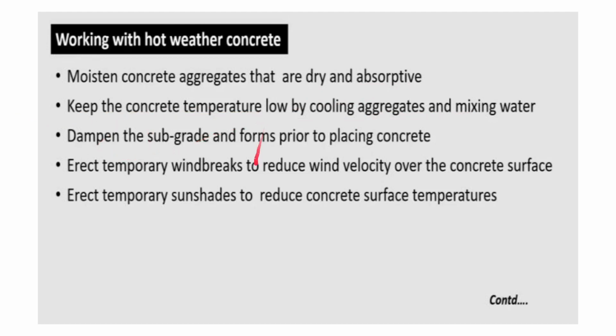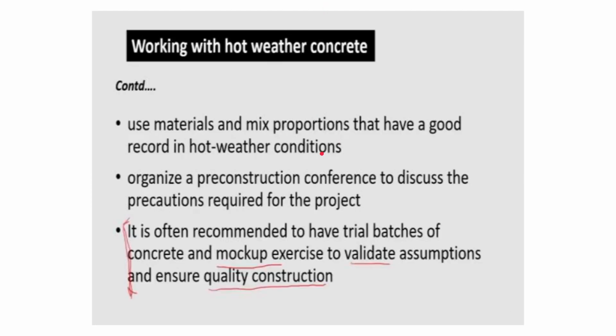We have to dampen the subgrade and forms prior to placing concrete. We have to erect temporary windbreaks to reduce wind velocity over the concrete surface, and erect temporary sunshades to reduce concrete surface temperatures. So the main motto will be to reduce the temperature. In cold weather, our intention was to increase the temperature, and here we have to decrease the temperature by adopting various strategies.